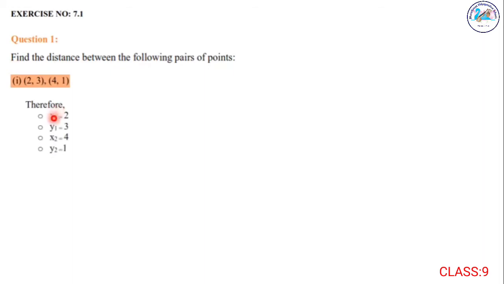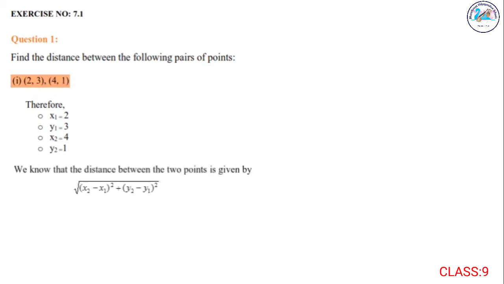First of all we have to write x1, y1, x2, y2. That is x1 is 2, y1 is 3, x2 is 4, y2 is 1. We shall write the formula for finding the distance between 2 points, that is root of x2 minus x1 the whole square plus y2 minus y1 the whole square. Let us substitute the values to find the distance between 2, 3 and 4, 1. That is x2 minus x1, that is 4 minus 2 the whole square, plus y2 minus y1, y2 is 1, y1 is 3, that is 1 minus 3 the whole square.